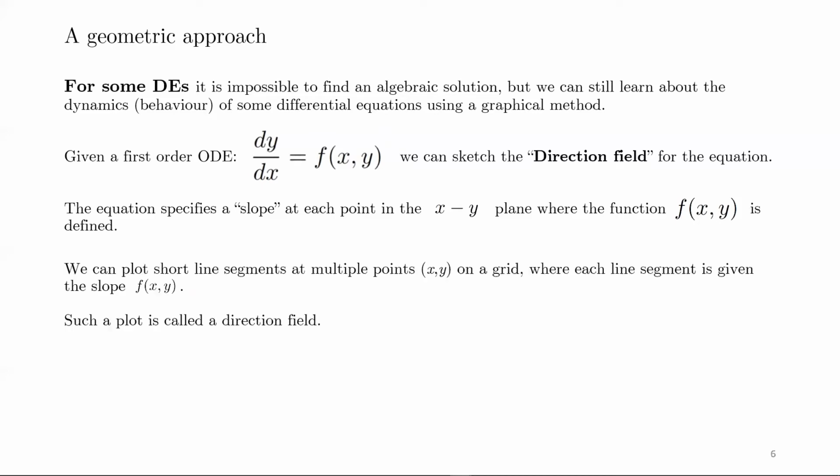Okay, and we can plot short line segments at multiple points on a grid where the slope of each line segment is given by the slope calculated from the ODE. Or in other words, the value of this function f of x y at these points x and y, where you can plot multiple points on some grid. Okay, and such a plot is called a direction field. Okay, so I'm just going to give you an example here.